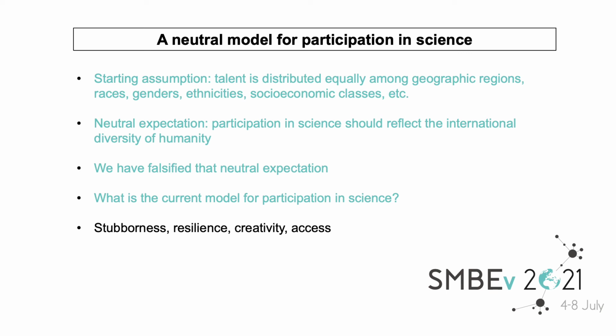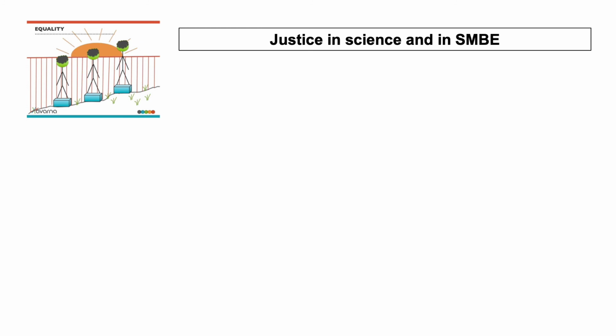I'm now going to move on and show a figure about equity in science. So I'm going to talk a little bit about justice in science and in SMBE. And if you are in the US, you have probably seen endless variations on this figure this year. It's contrasting equality and equity and justice. And the usual figure is a bunch of people trying to see a baseball game over a fence.